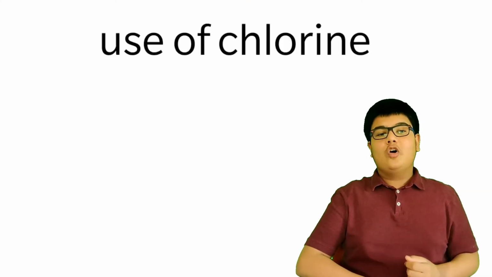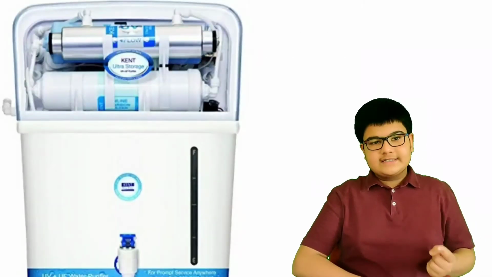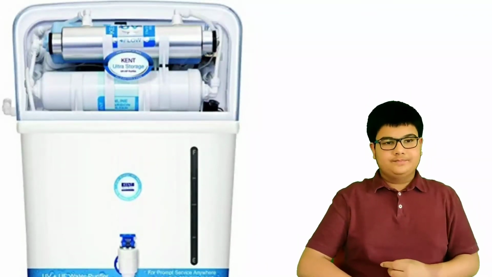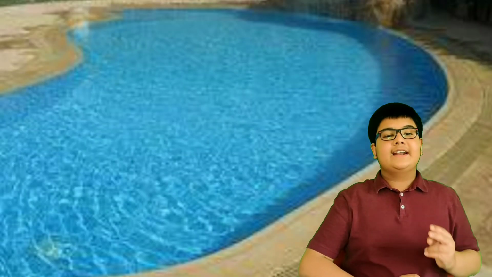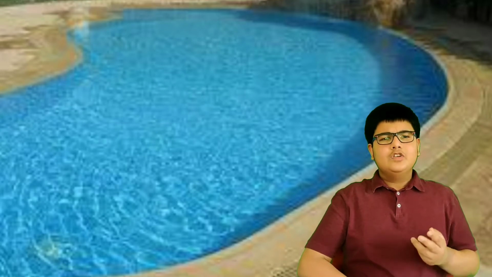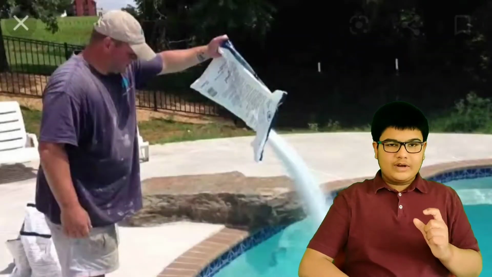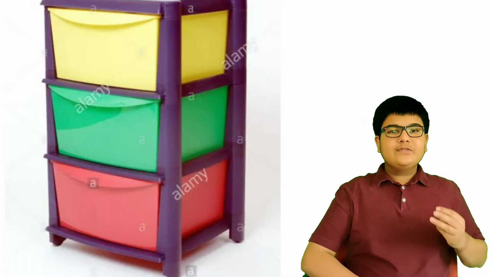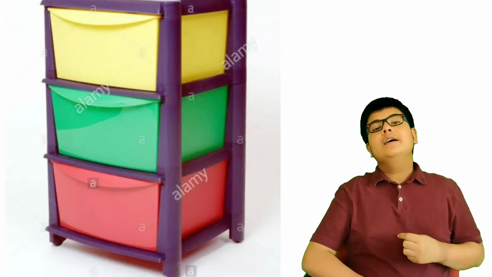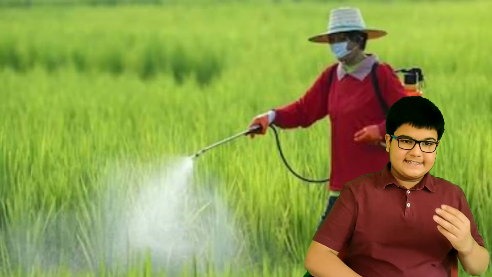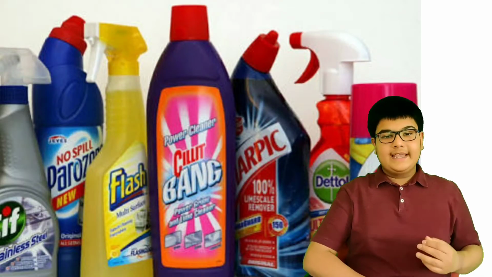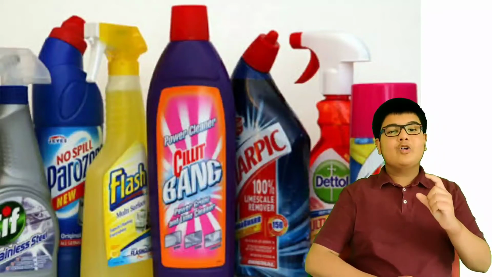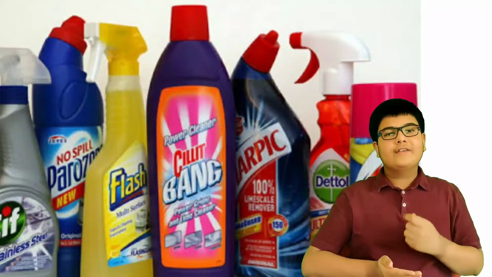Now let us see the uses of chlorine gas. First, it is used in water treatment to kill the bacteria present in water. Second, it is used for disinfecting the water present in swimming pools. You must have observed that they add chlorine powder to the swimming pools to purify it. Third, it is used for making plastics such as PVC. Fourth, it is used in the production of pesticides. And fifth, it is used for the manufacturing of bleaching powder. This bleaching powder is used for removing the stains on our clothes.